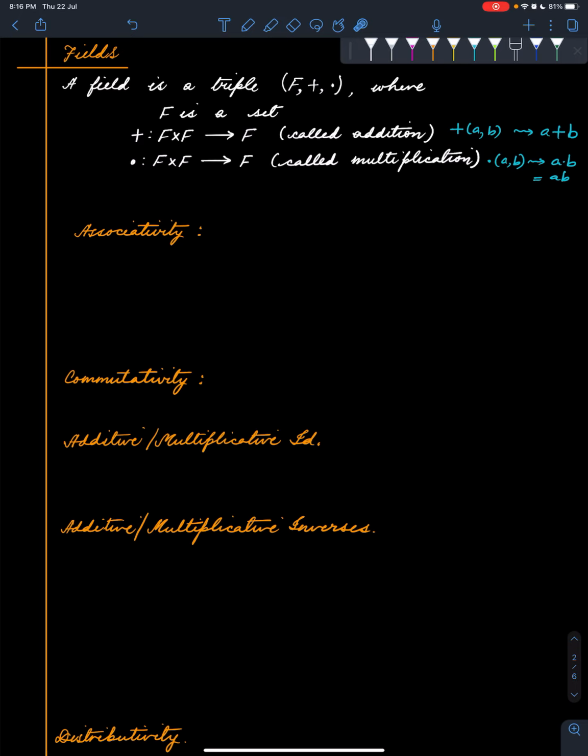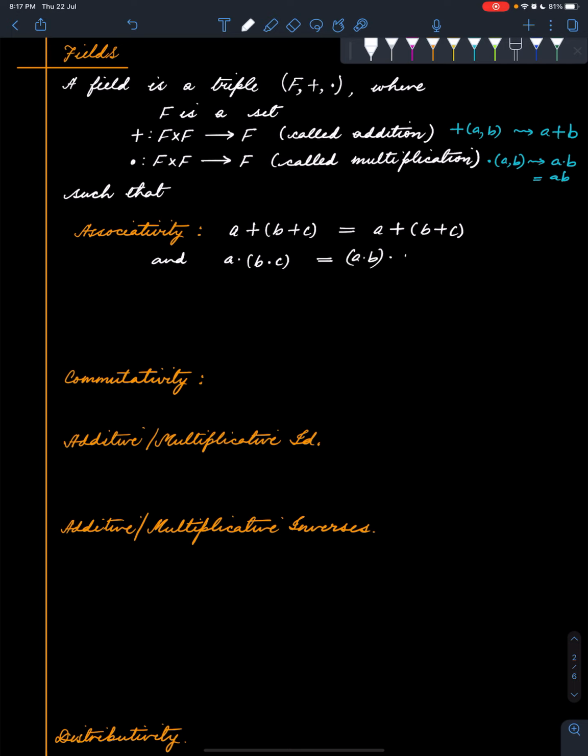So let's see what we are trying to do. Of course, right now we haven't said anything. We just said that this is a triple where the first guy is a set, the second guy is a function of this sort, the third guy is a function of this sort, such that some properties are satisfied. The first property that should be satisfied is associativity, meaning a plus b plus c equals a plus b plus c. And same for multiplication. So a dot b dot c equals a dot b dot c.